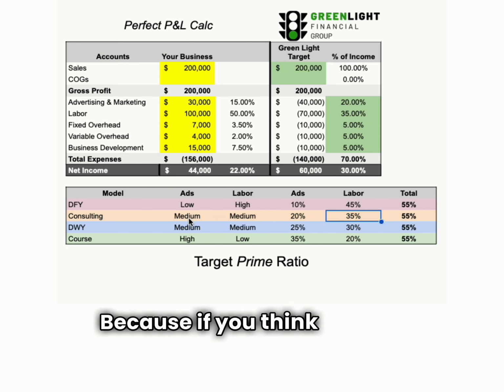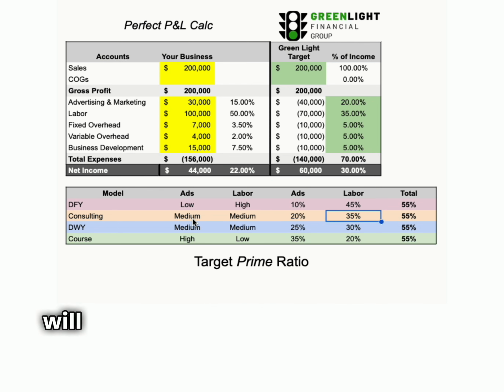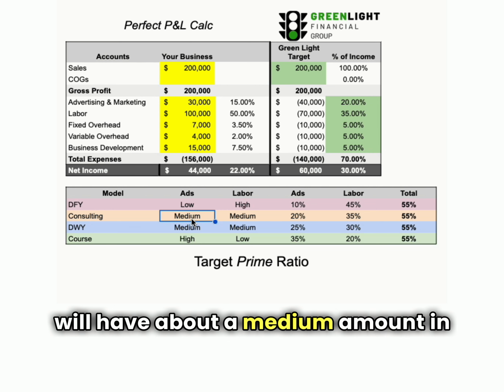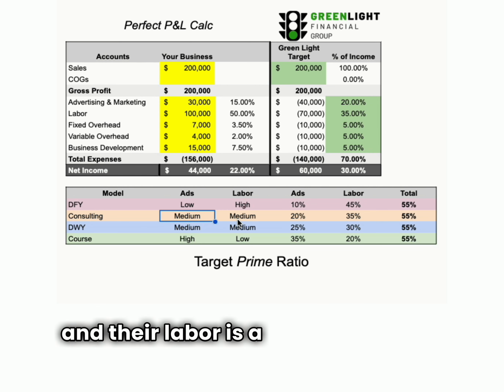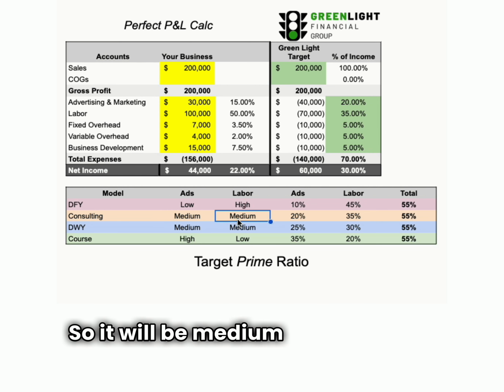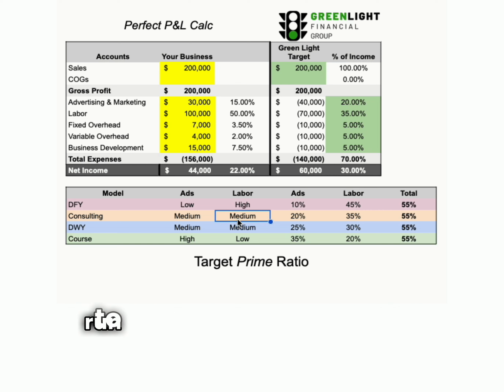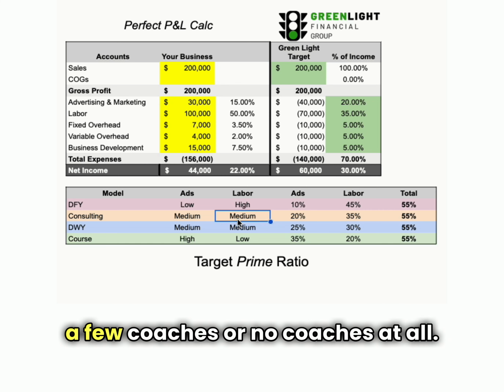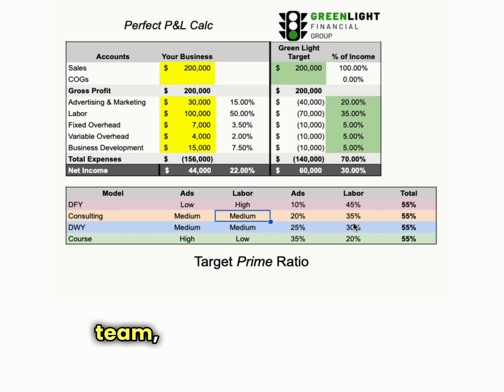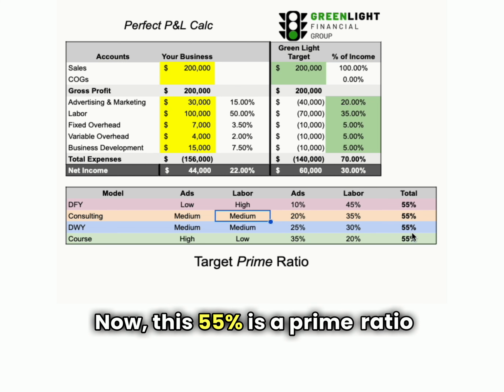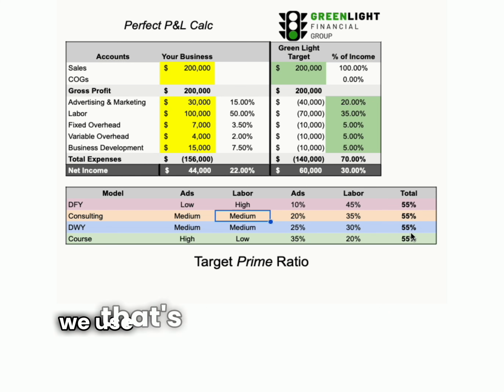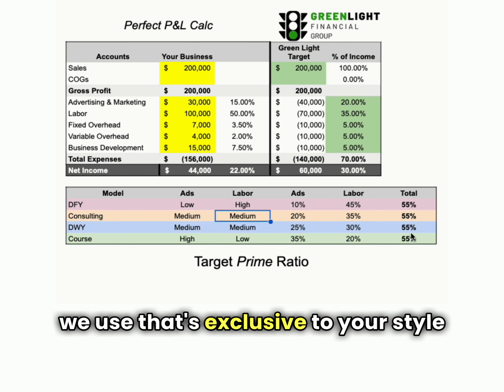Because if you think about a consulting firm, they will have about a medium amount in ad spend and their labor is a little bit heavier, so it will be medium as well, right? You're not exactly a course, where your course can run to thousands of people and might only require a few coaches or no coaches at all. We do need a little bit more team, so we account for that. Now, this 55% is a prime ratio number that we use that's exclusive to your style of business.